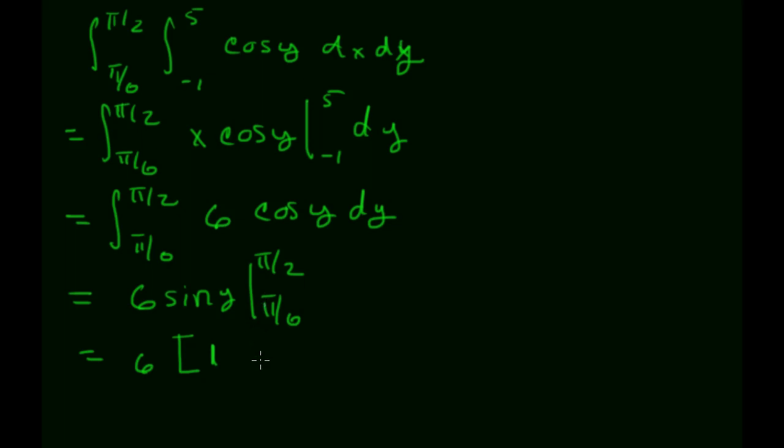No, sine of pi over 2 is 1. Minus sine of pi over 6 is a half. And half of 6 is 3. So there we have it. So same basic game, now just working with trig functions.